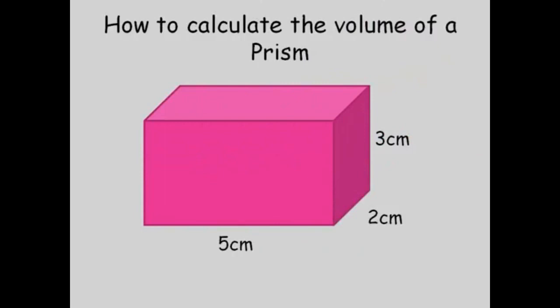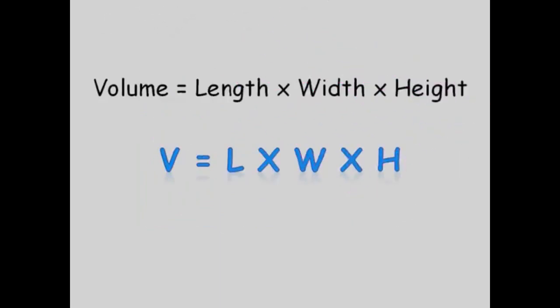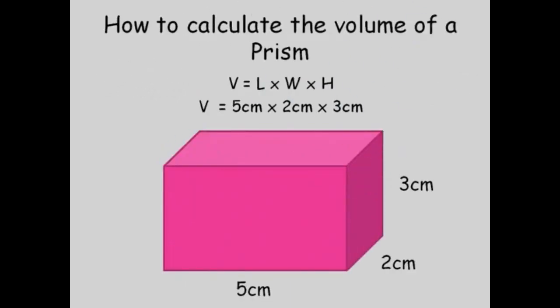This rectangular prism has a length of 5 centimeters, a width of 2 centimeters, and a height of 3 centimeters. Now, remember our formula? Volume equals length times width times height. So our prism has a length of 5 centimeters, a width of 2 centimeters, and a height of 3 centimeters. So to work out our volume, we need to times 5 times 2 times 3. Let's have a go.